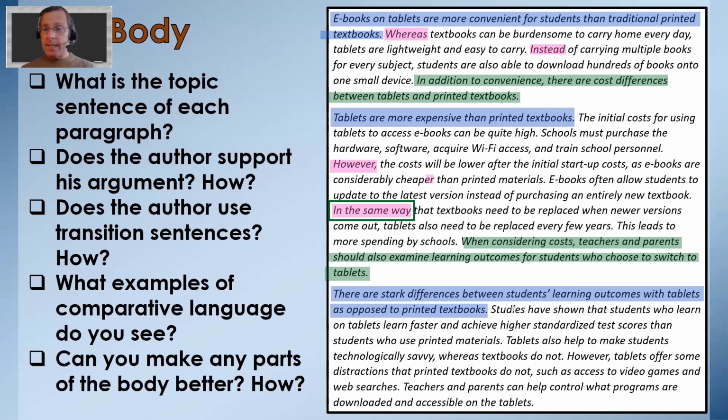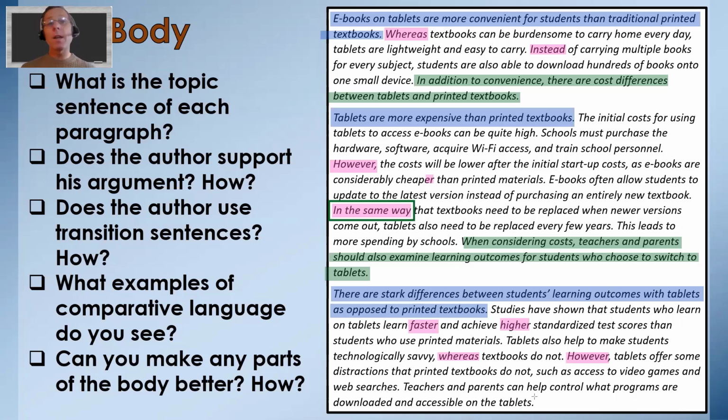Here he says, studies have shown that students who learn on tablets learn faster and achieve higher standardized test scores than students who use printed materials. Tablets also help to make students technologically savvy, whereas textbooks do not. However, tablets offer some distractions that printed textbooks do not, such as access to video games and web searches. Teachers and parents can help control what programs are downloaded and accessible on the tablets.